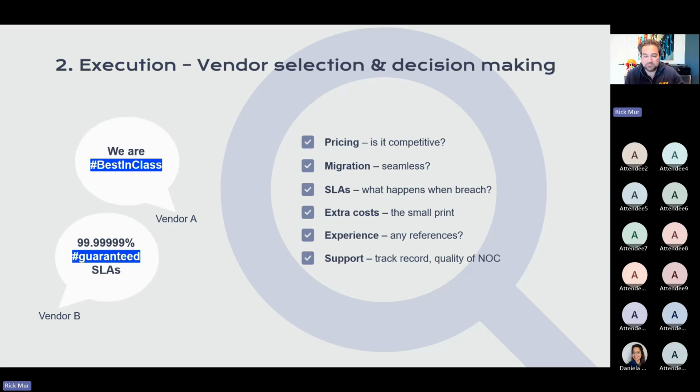Then, of course, comes the migration. Is it seamless? Will we endure dual costs? SLAs, how do we discuss that? All kinds of extra things. And how good is the track record of the support team, which is necessarily important.